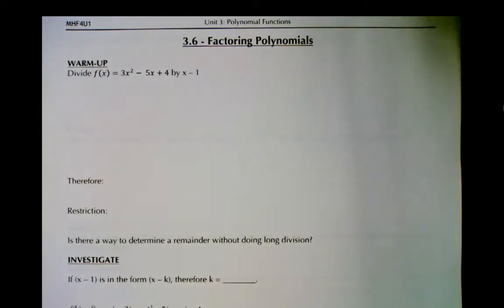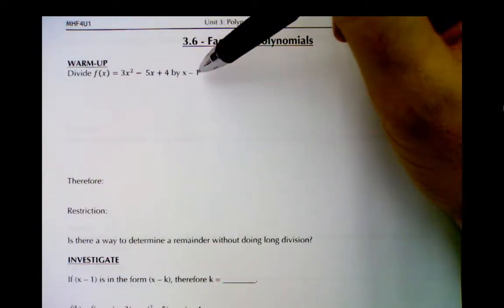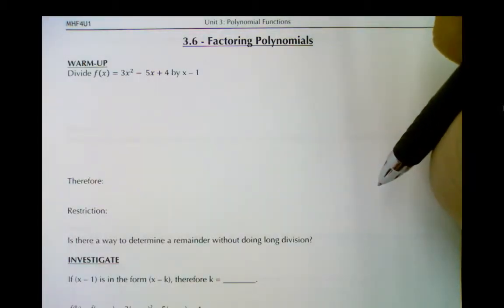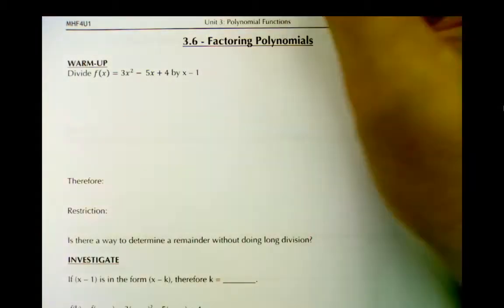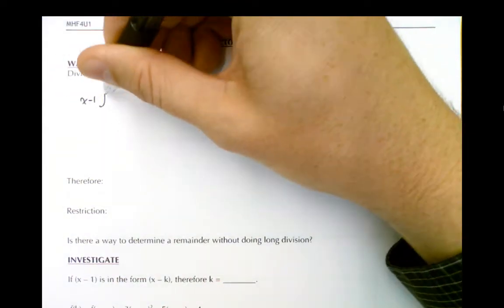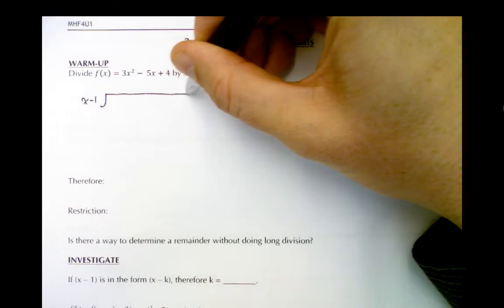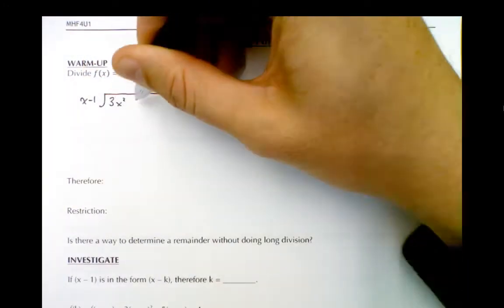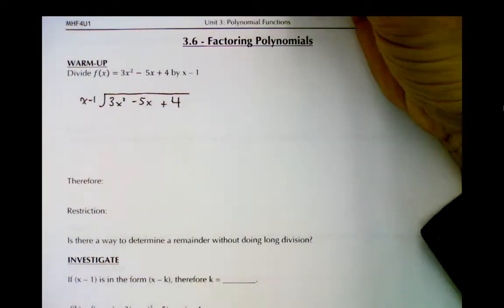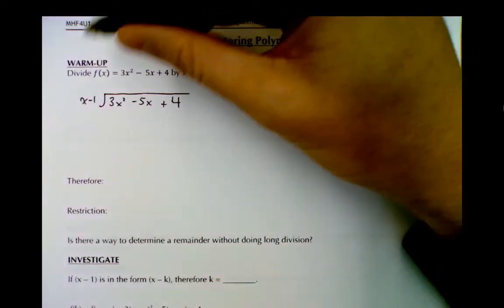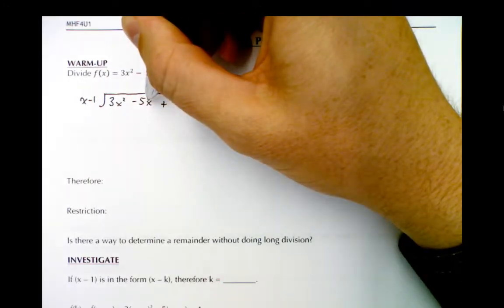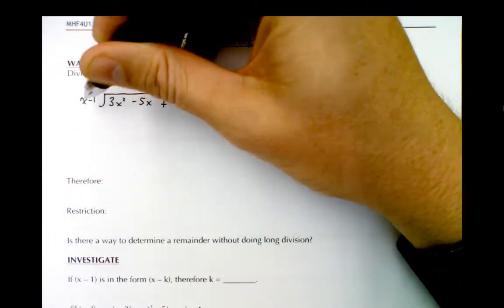We're going to take our function f of x and divide it by the binomial x minus 1. And we'll do it by doing polynomial division or long division, not synthetic. So we'll take our x minus 1 and we're going to divide that into 3x squared minus 5x plus 4. And to start, we know we can't divide two terms into one term, so we're going to move straight to our second term, and we're going to divide 3x squared minus 5x by x minus 1.